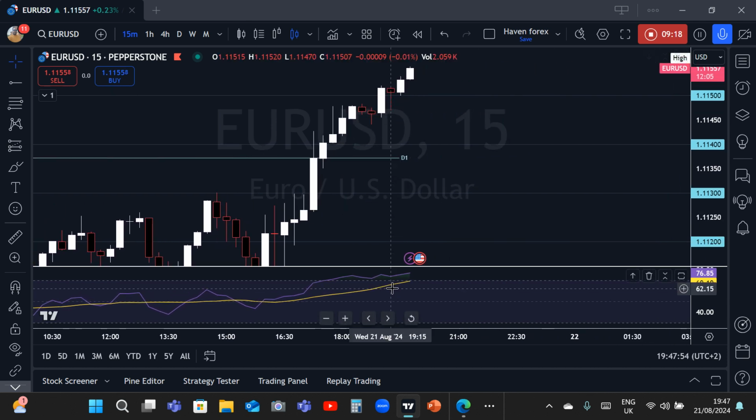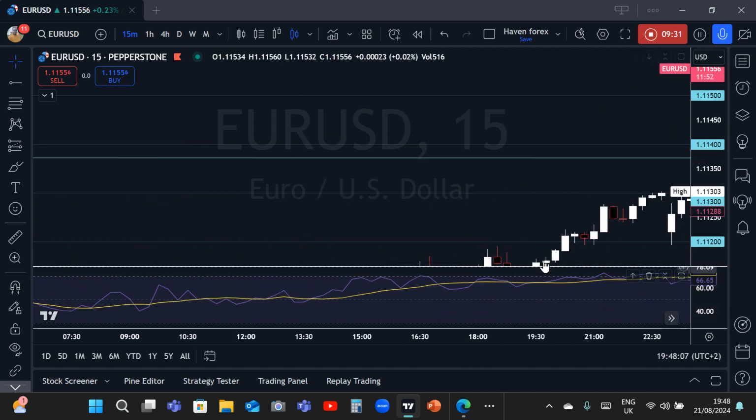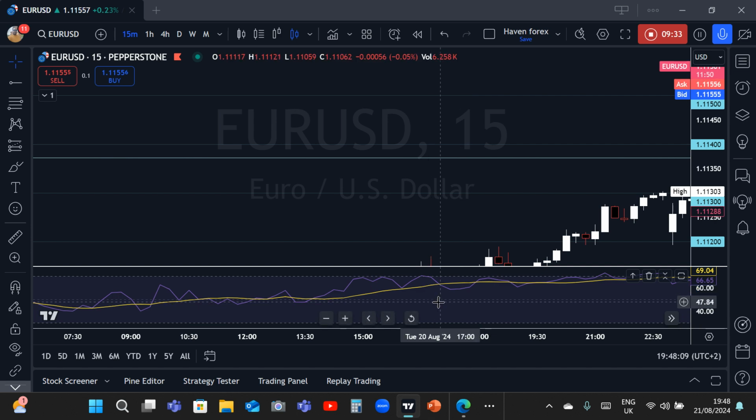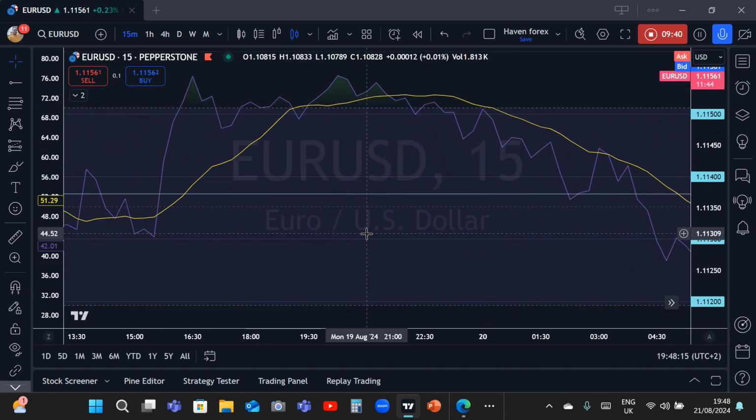Before long, you will see a massive reversal. Once price turns from here, you see a massive drop. Now, let me quickly show you guys something. If you look at this point here.